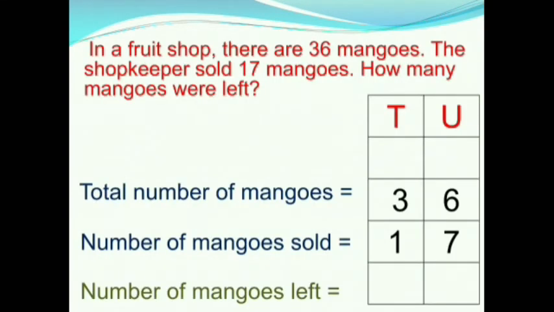Children, now we will solve the word problems. First, we will read the question. In a fruit shop, there are 36 mangoes. The shopkeeper sold 17 mangoes. How many mangoes were left? First, we should write total number of mangoes. Totally, how many mangoes are there? Total number of mangoes is 36. Next, we should subtract how many mangoes sold. Number of mangoes sold is 17.